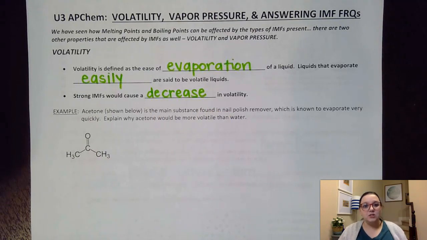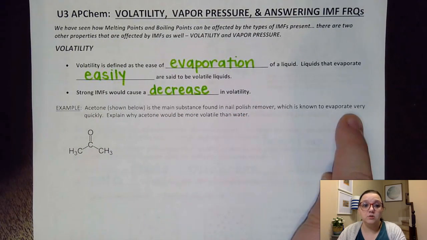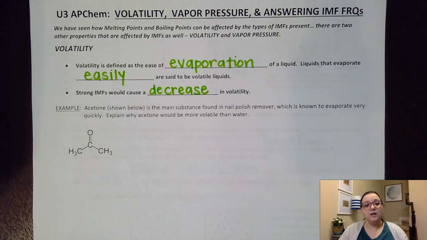So to see this in action in an FRQ question, similar to what we did last class, this says that acetone is the main substance found in nail polish remover, which is known to evaporate very quickly. And it wants us to explain why acetone would be more volatile than water. If you've ever used nail polish remover, you'll know if you leave the bottle open, almost half of it is gone within a day. Or if you're using it on your fingernails to remove the nail polish, it evaporates so quickly your fingernails are dry almost immediately, and you keep on having to re-wet your cotton ball because it keeps on evaporating on you.